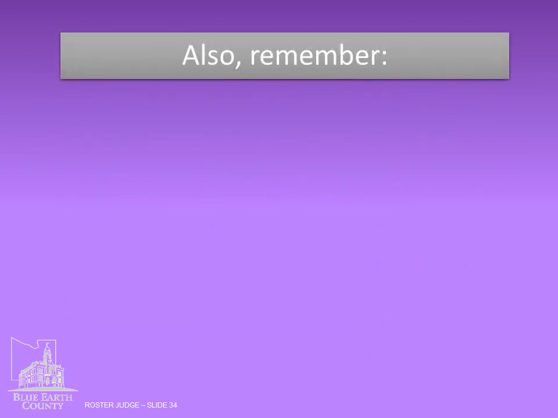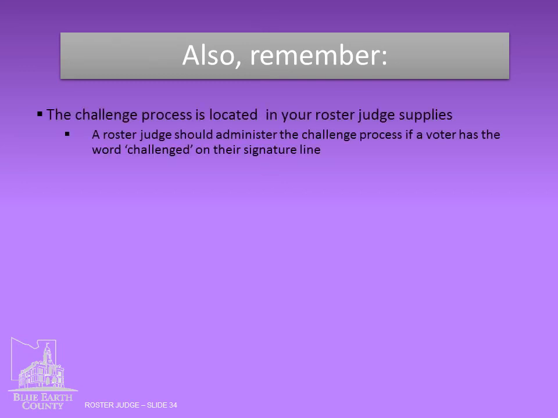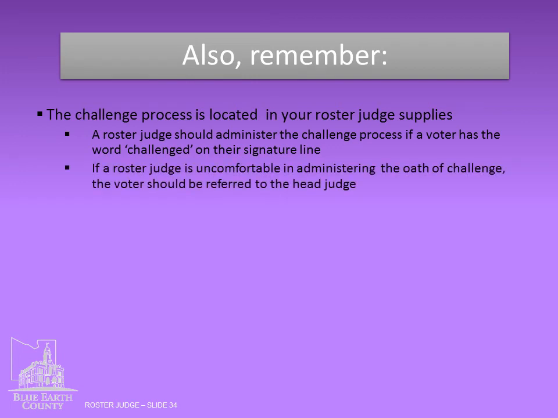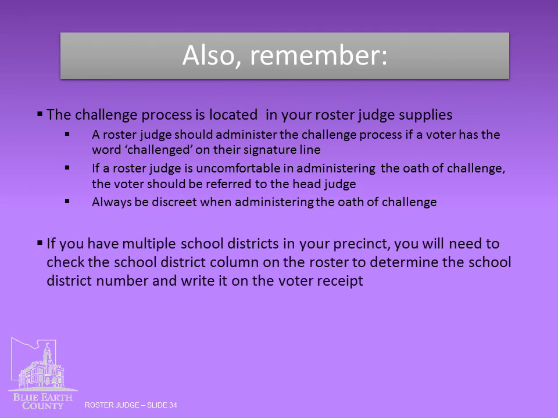Additional items covered include: a roster judge must administer the challenge process if a voter has the word "challenged" on their signature line. If a roster judge is uncomfortable in administering the oath of challenge, the voter should be referred to the head judge. Always be discreet when administering the oath. If you have multiple school districts in your precinct, you will need to check the school district column on the roster to determine the school district number and write it on the voter receipt.